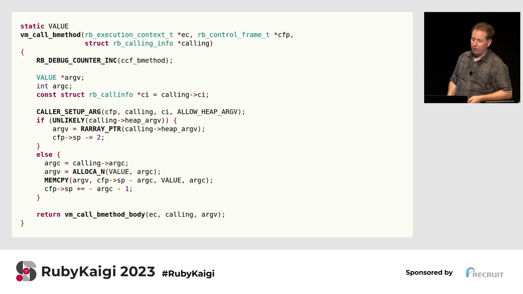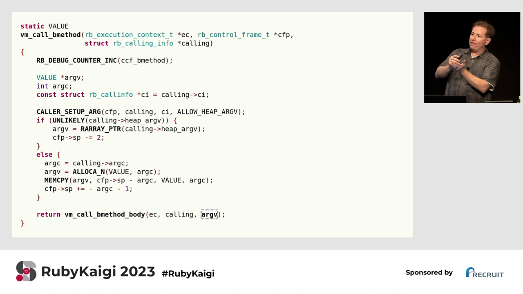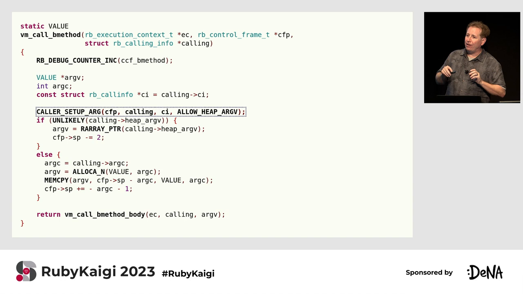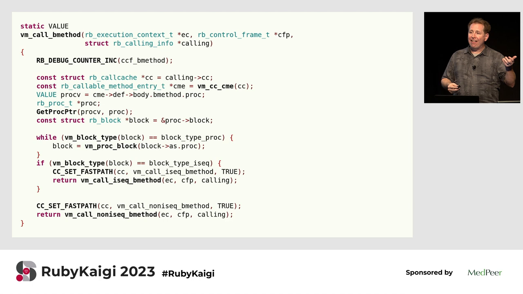One thing to notice is that this function always calls caller setup arg. The reason it does this is so it can flatten the arguments into a C array and pass a pointer to the first argument to VM call B method body. I determined that this call to caller setup arg is not actually needed in the common case, where the block for the B method is defined in Ruby. It is needed for other cases where the block for the B method was defined in C or was created by symbol to proc. So I decided to split B method call handling into two paths, one to handle the case where the block is defined in Ruby, and another for other blocks.